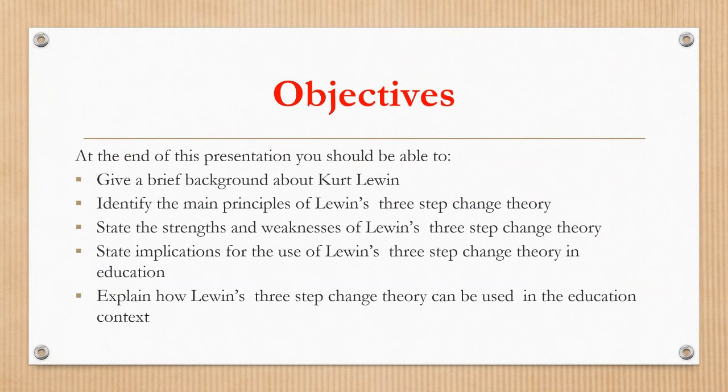By the end of this presentation, you should be able to give a brief background about Kurt Lewin. You should also be able to identify the main features of his three-step model, state the strengths and weaknesses of the theory, and identify the implications as well as how the theory may be applied to the education context.